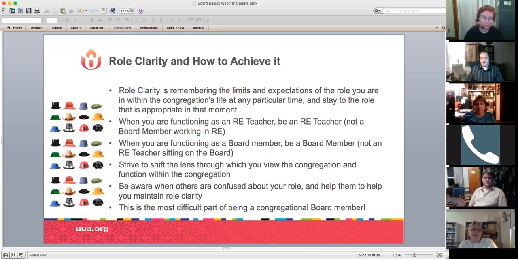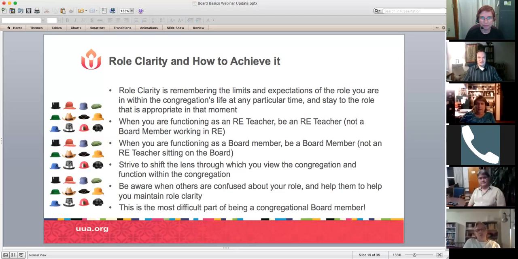I wanted to name that role clarity is remembering that there are limits and expectations to the role you are playing in the congregational life at any particular time, and to do your best to stay within that role. Although people project upon you and see you as a board member all the time, try to be clear with people and say, yes, I'm a board member, but in this moment, I need you to let me be an RE teacher.